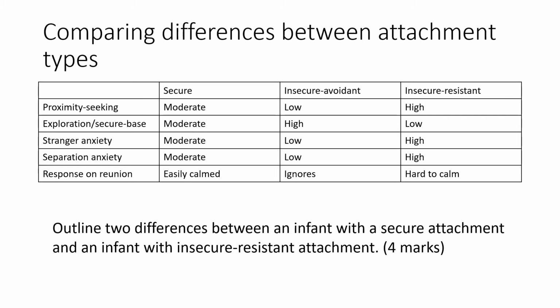So this is very important because you don't want to get confused over this, because there can be an exam question. Now, I've got a 4-mark question at the bottom, and what I want you to do is outline 2 differences between an infant with a secure attachment and an infant with an insecure resistant attachment. So if you look at the table above, you can compare these by the different behaviours and use that sort of method to say, and you've got 2 marks for each one. So you want to be comparing twice, okay?